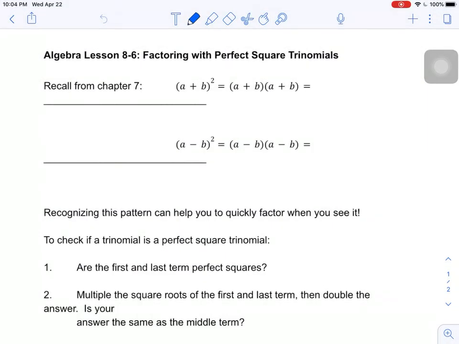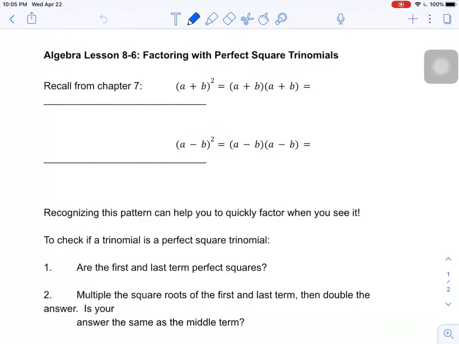Yesterday, we talked about how we could use one of our special multiplying patterns from the last chapter and reverse it and use it as a shortcut for factoring trinomials. Today, we're going to do something similar, but with a different special pattern from the last chapter. So we're going to review what that pattern is and then talk about how we can use that as a factoring shortcut. So the pattern was if you have a binomial that's being squared.